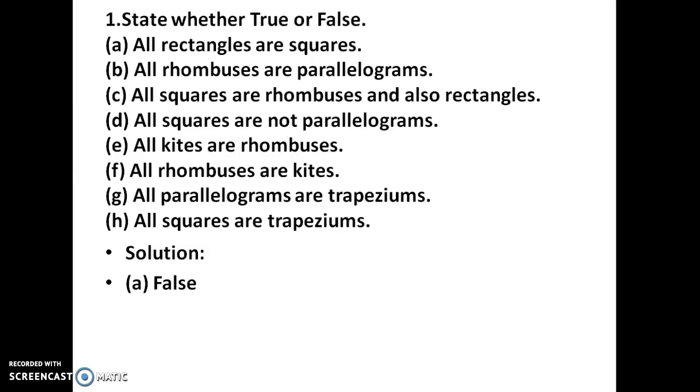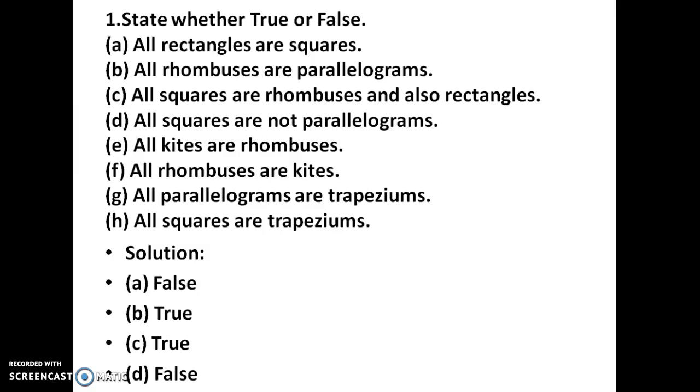All rhombuses are parallelograms. Yes, it's true. Third one, all squares are rhombuses and also rectangles. True. All squares are not parallelograms. False. We can't say that. Then E.